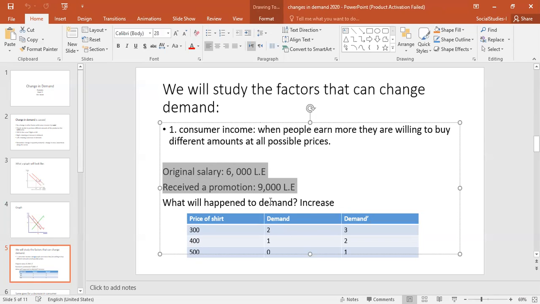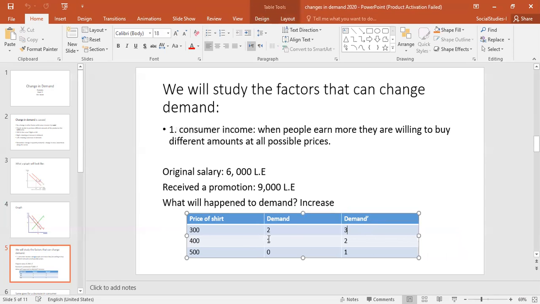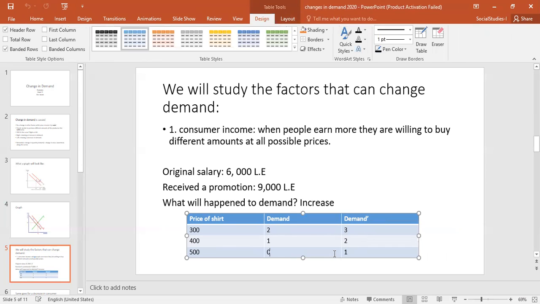if this is your scenario on the exam, what is the factor that influenced your demand? You would say, of course, it is consumer income. All right. So anything related to income or money earning is called consumer income. The more money you earn, the more you are willing to buy at all possible prices. Okay, so your demand had shifted from two to three, from one to two, and from zero to one.